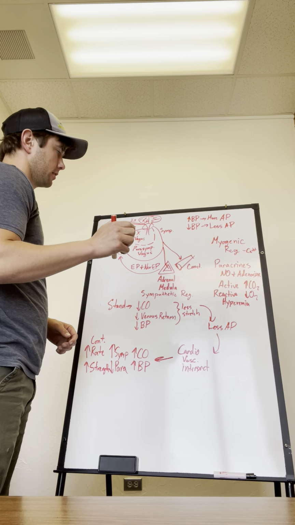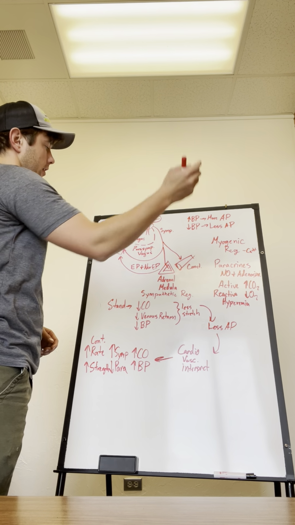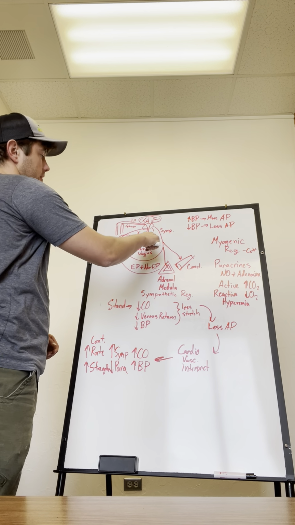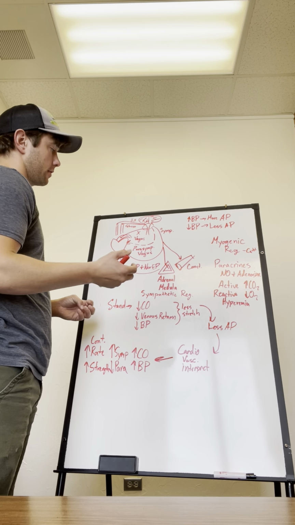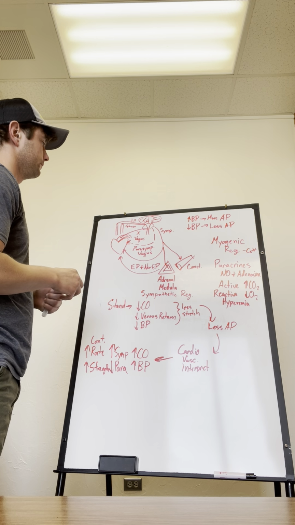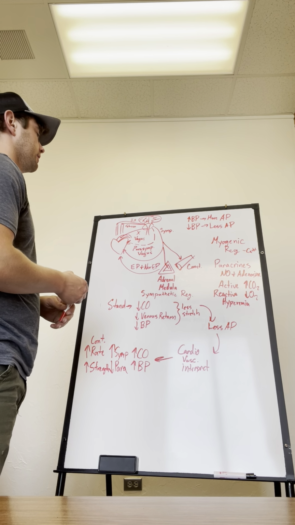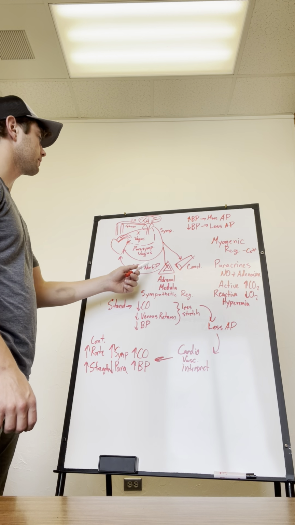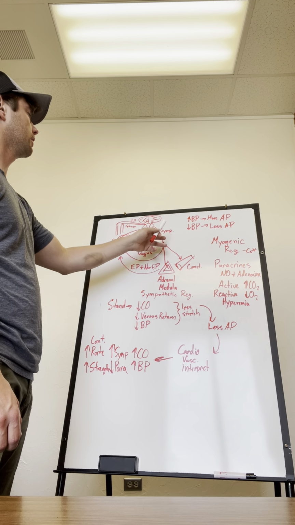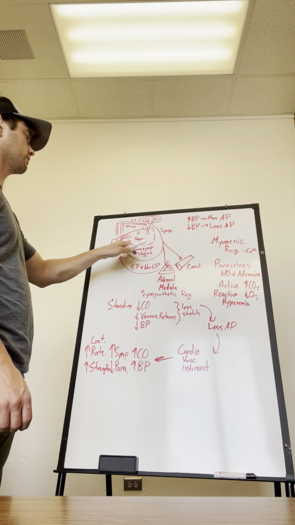There's two methods of working this. Sympathetic nerves are going to increase blood pressure, parasympathetic nerves, vagus nerves, are going to decrease blood pressure. It depends on the situation, but if we want to increase blood pressure, then we're going to activate the sympathetic nerves and inhibit the parasympathetic nerve.